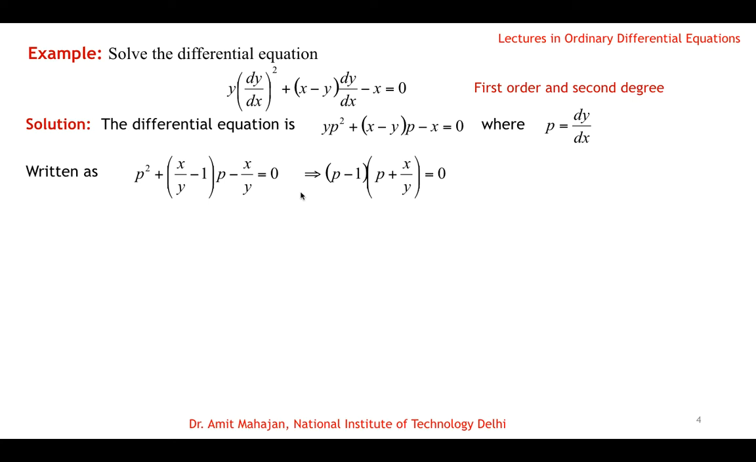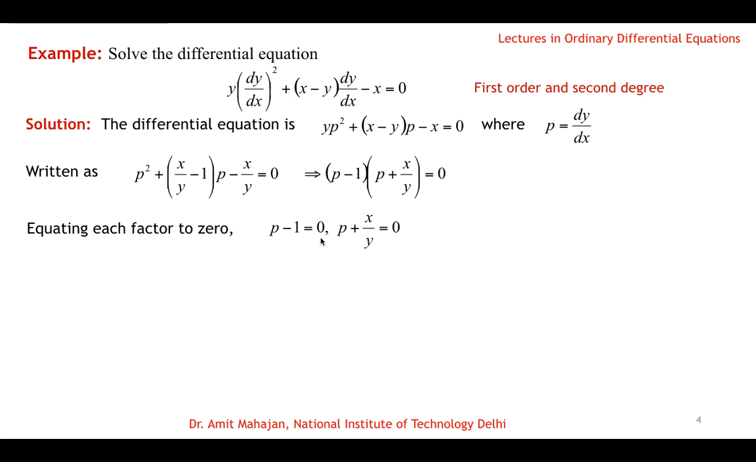Now step 2 says to equate each factor to 0. So p - 1 = 0 and p + x/y = 0. Equating each factor to 0, first factor 0, second factor 0. Now p - 1 = 0 is a first order first degree differential equation, and p + x/y = 0 is also a first order first degree differential equation. So we can solve them separately and find their solutions. First we'll solve p - 1 = 0.